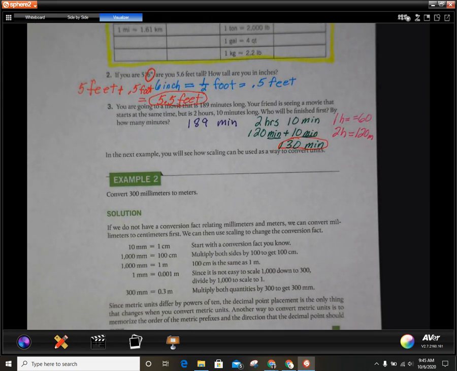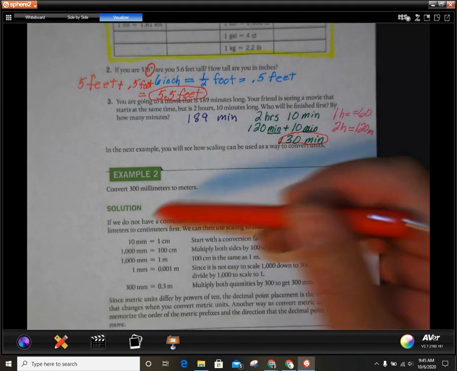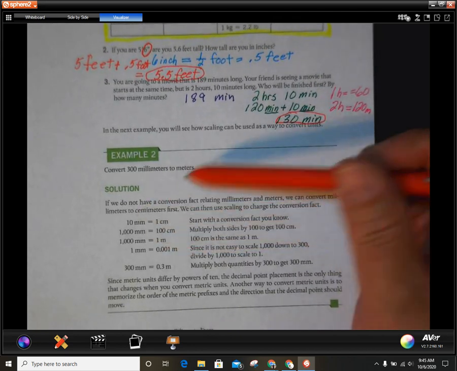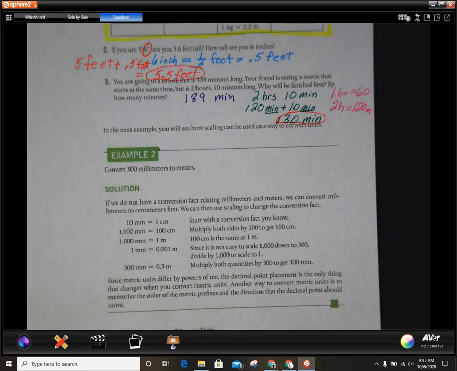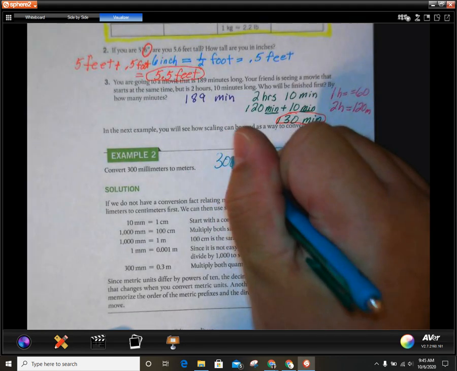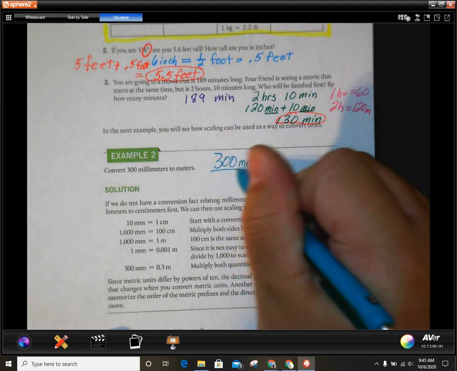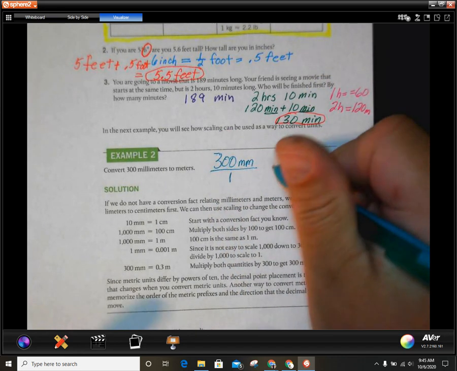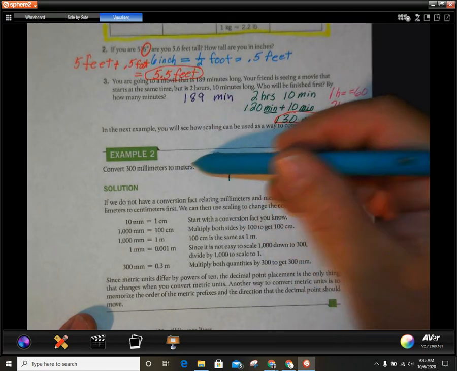Okay, let's look at this example too, because this is where we're actually going to convert. Again, we're going to convert 300 millimeters. So I'm going to start out with 300 millimeters. I'm going to put it over 1. I'm going to end up with meters.